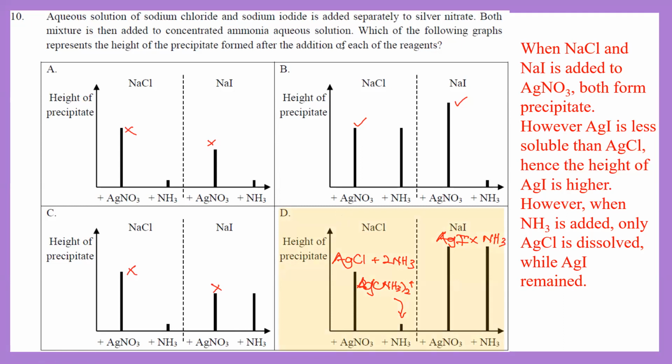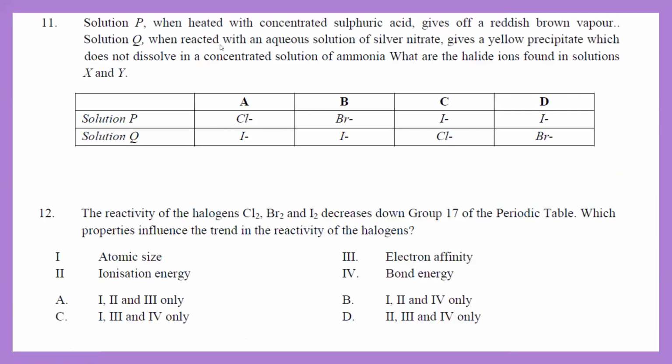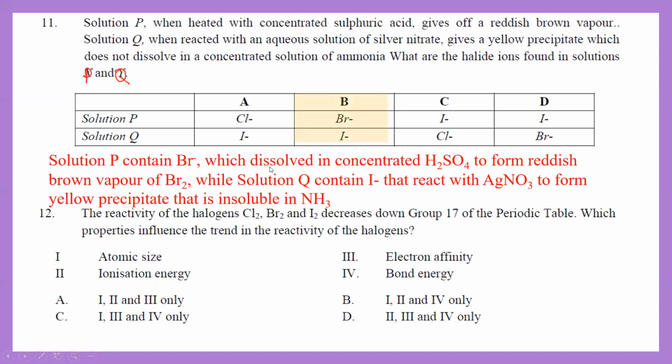Okay, immediately we go to question number 11. Solution P, when heated with concentrated sulfuric acid, gives off a reddish brown vapor, which is obviously bromine. Solution Q, when reacted with aqueous silver nitrate, gives a yellow precipitate, which is obviously iodide, which does not dissolve in concentrated ammonia. What are the halide ions found in X and Y? Supposedly P and Q, sorry, I made a typing error. So P, as I mentioned, is Br minus, and then Q is the I minus in here.